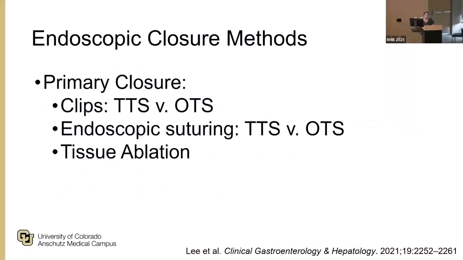So there's two large categories of endoscopic closure methods. These include primary closure methods that bring the edges of the defect together, which include clipping that can be done through the scope or over the scope, endoscopic suturing, which can also be done through the scope or over the scope, although the latter technique is more challenging in the esophagus, and then tissue ablation, which is often used as an adjunct therapy to clipping and suturing.